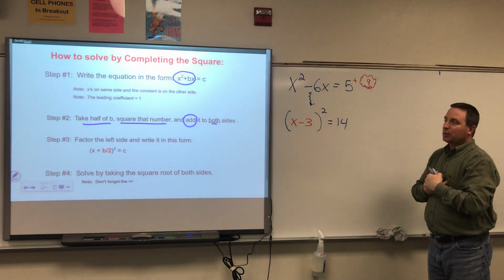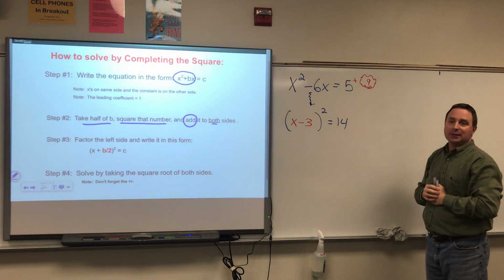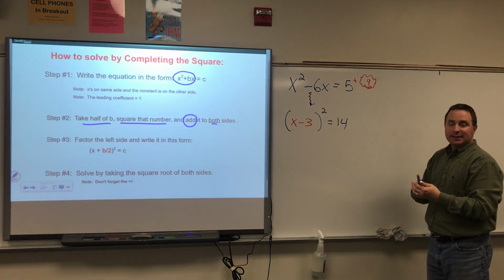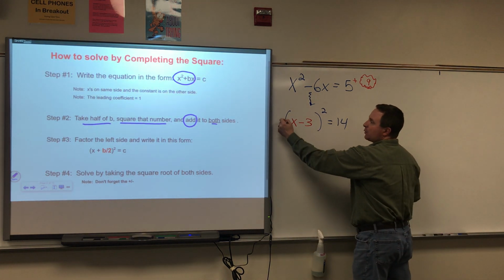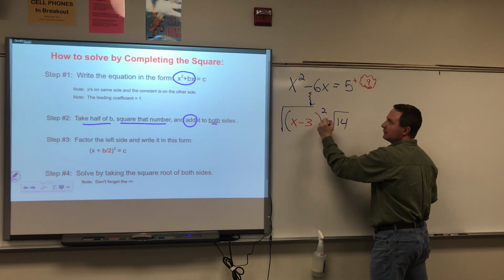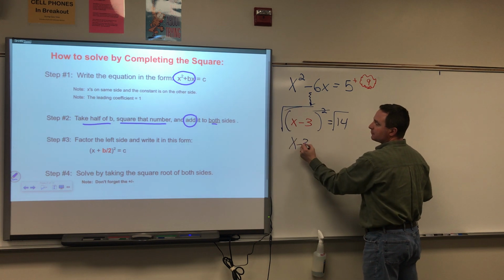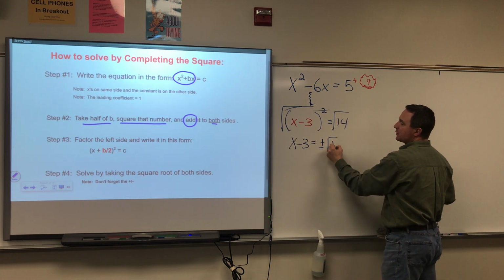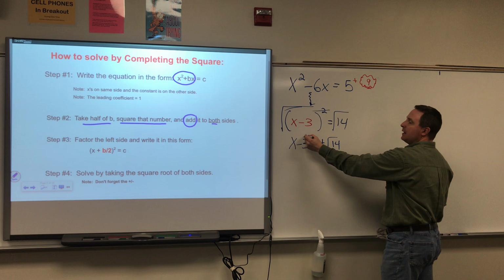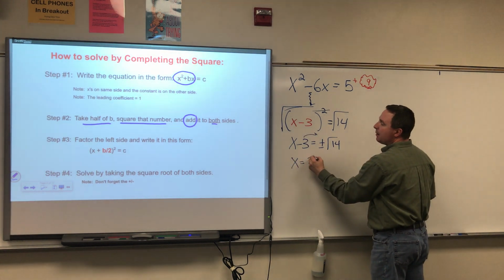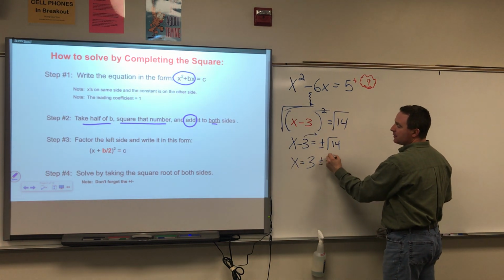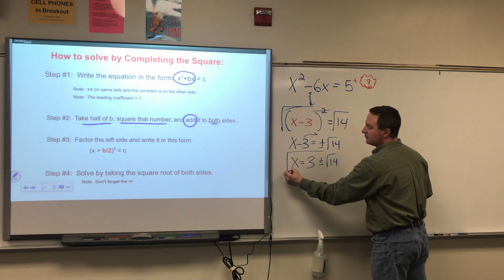Okay? I don't know if you noticed this or not, but I kind of skipped that whole factoring step. Okay? And I can go right to here. Then I can square root both sides. They cancel out. Plus or minus the square root of 14. And I'm going to add my 3. Positive 3 on the other side, plus or minus the square root of 14.